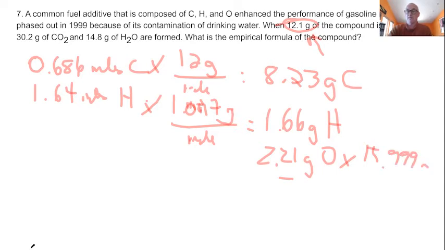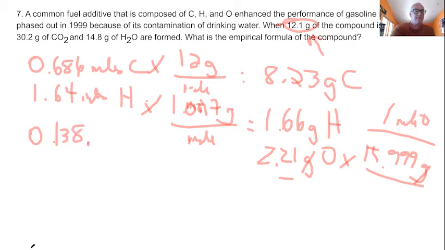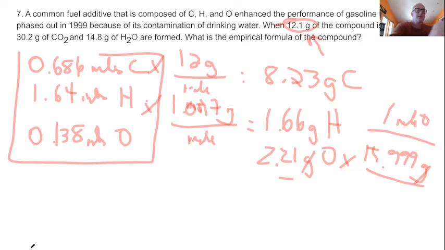So it's 15.999 grams. Whoops, no, I almost did it. 1 mole of oxygen is 15.999 grams. Cancel out grams. And I've got 0.138 moles of oxygen. So now I got my moles of carbon, I got my moles of hydrogen, got my moles of oxygen. I got everything I need to figure out what's the ratio of them.